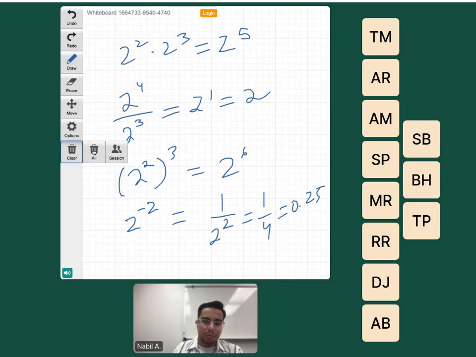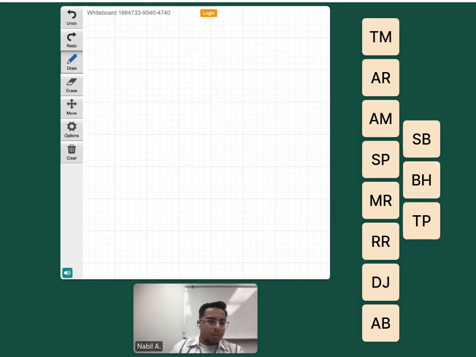Awesome. Yeah, so let's go over some more exponent rules here. How about this one? This one's usually a little bit trickier with students. So 2 to the power of 1 half. What can you rewrite this as? So now we have a fraction as our exponent. Let's see y'all's answers in the chat.